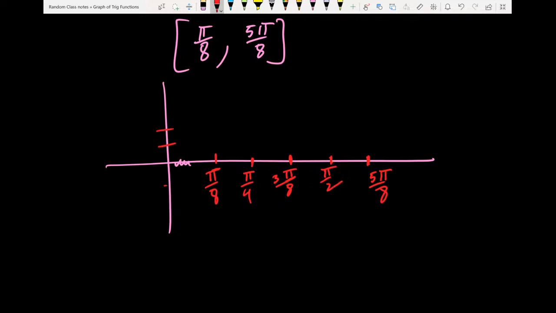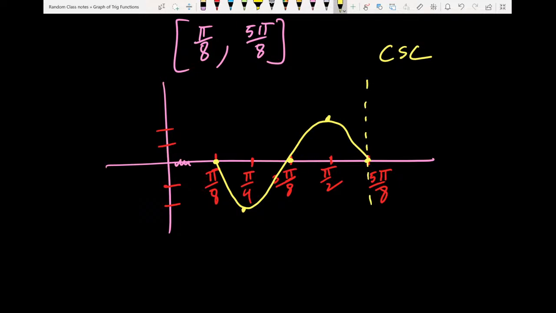What are we doing? Sine, right? Starts over here, then over here. Now, this is how you graph sine. But how do you graph cosecant? Ready, guys? At these x-intercepts, you're going to have the vertical asymptotes.